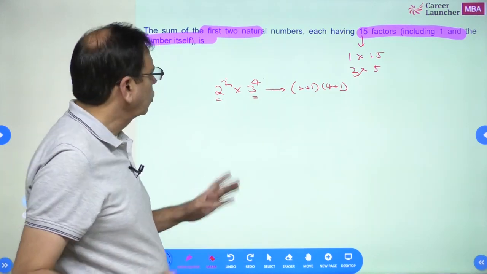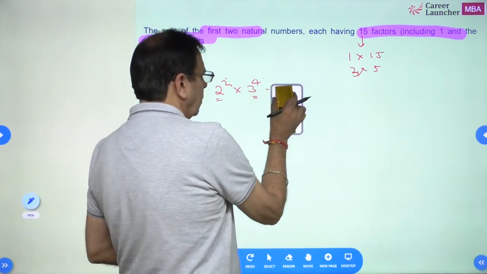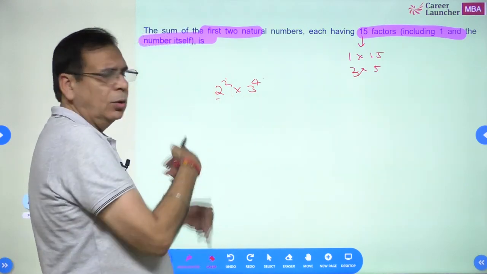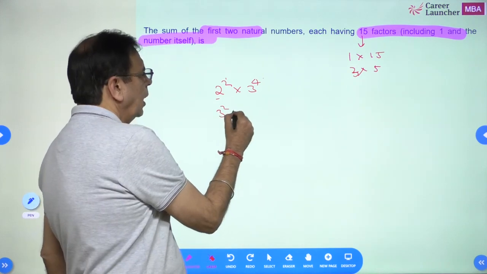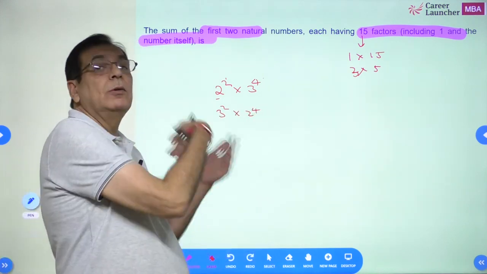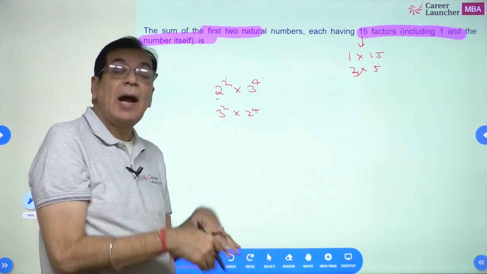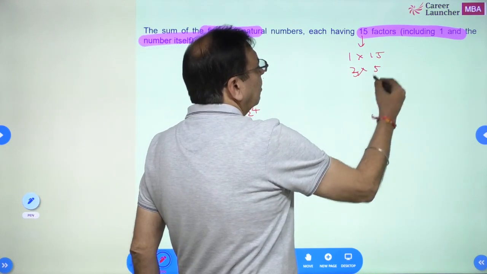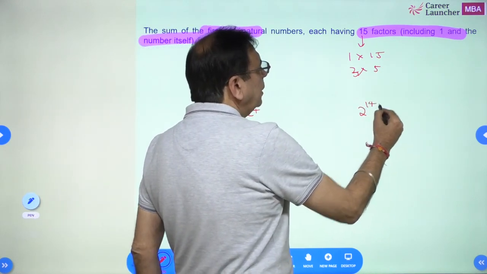यही आएगा ना? So this is my smallest number. Okay. Now what will be the next smallest number? उल्टा कर दो. 3 square into 2 to power 4. Here 2, because if I go to the next prime number which is 5, I'll end up with a very big number. And I'm sure someone could have said, but why can't we do 2 to power 14?